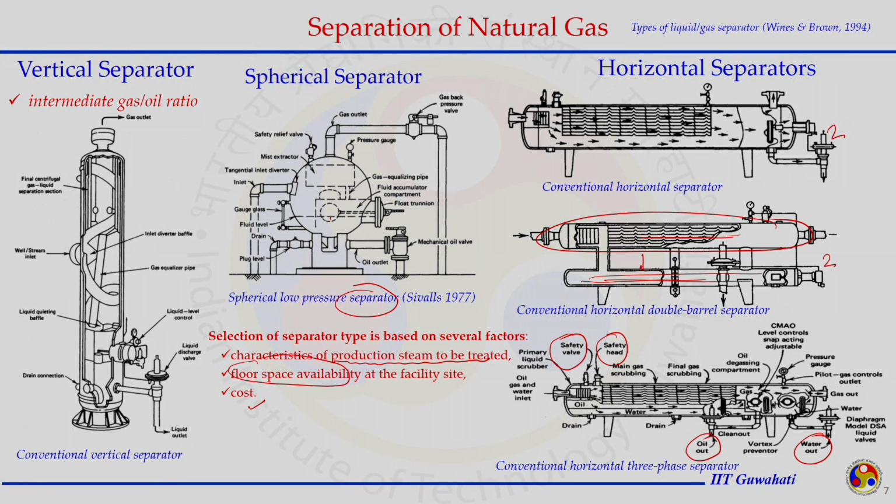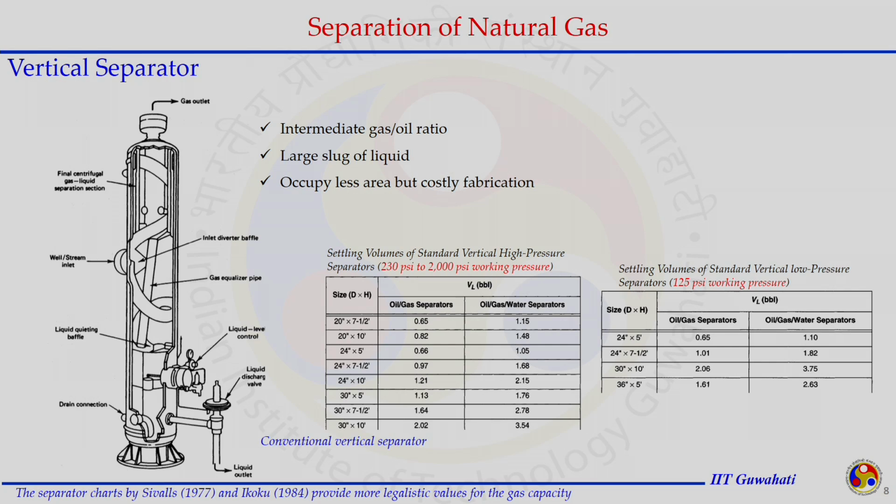If we go into a little more detail, a vertical separator, as mentioned, is for the intermediate gas to oil ratio. It can handle large surges of liquid. Here is the inlet, and we can create a large surge volume below it for slugs of liquid. From the bottom part we have a discharge valve for the liquid, and we get the liquid outlet from the bottom and the gas outlet from the top. So, the gas comes out from the top, and the liquid from the bottom.